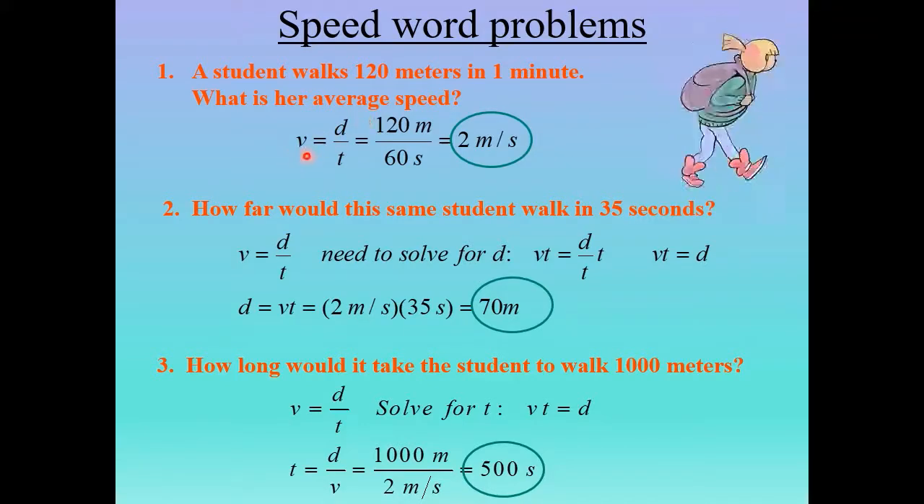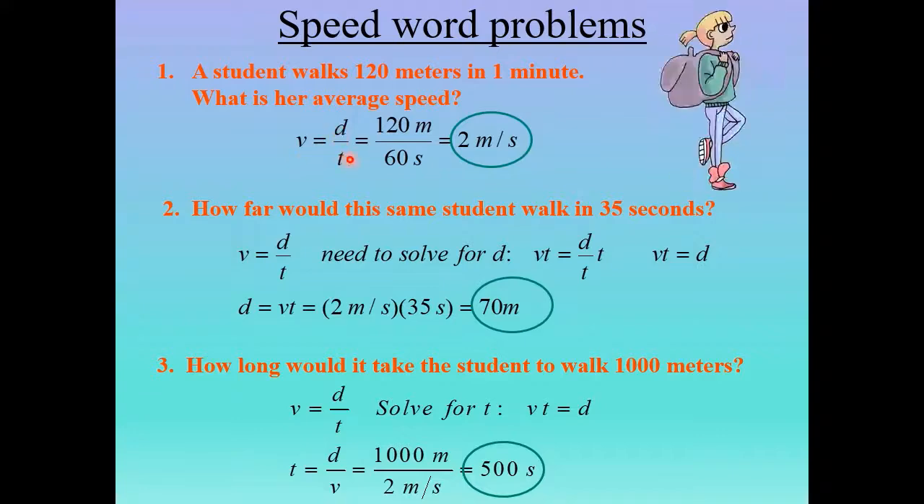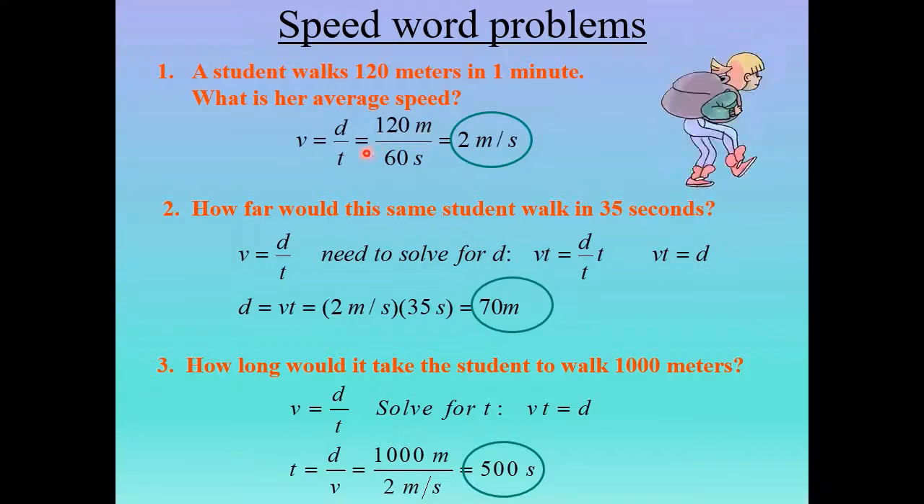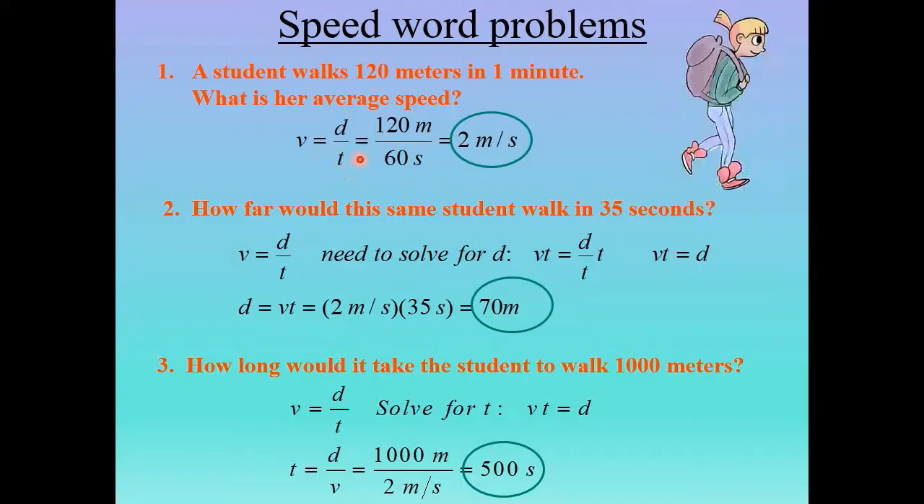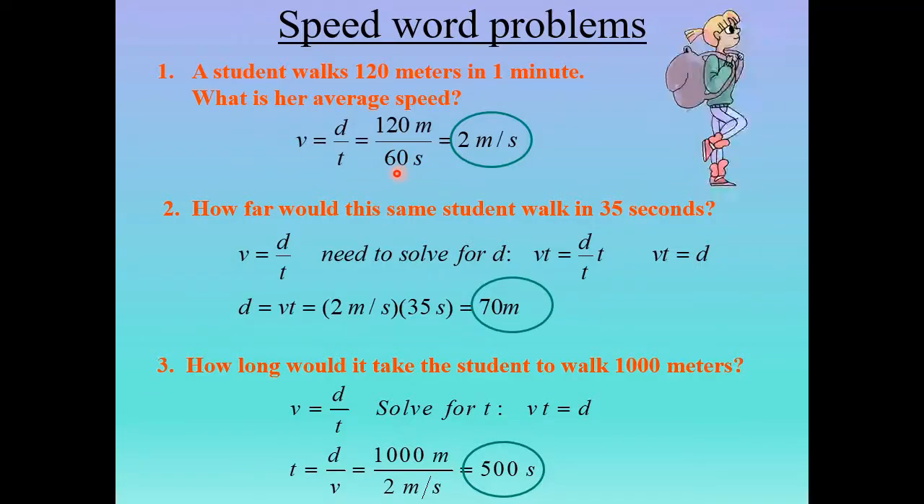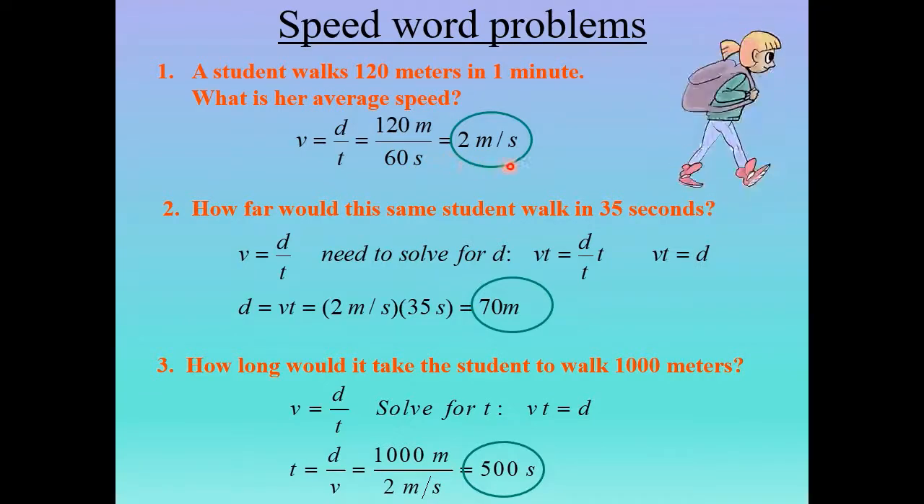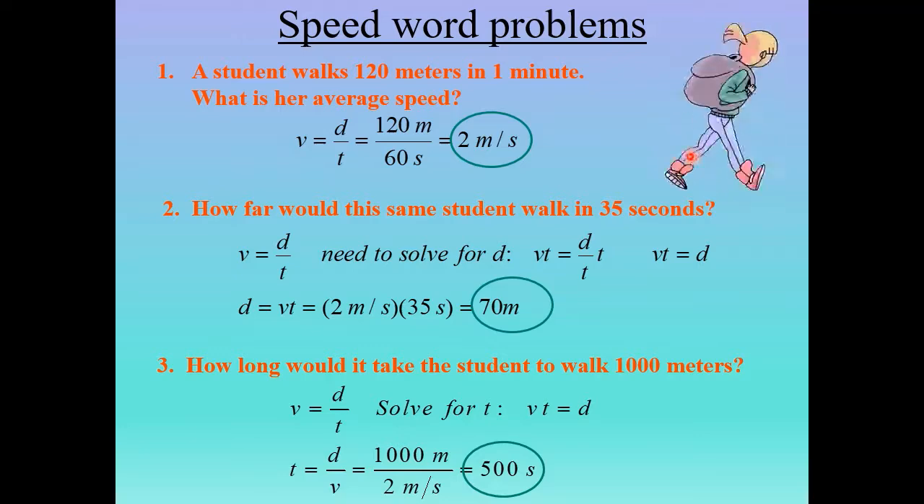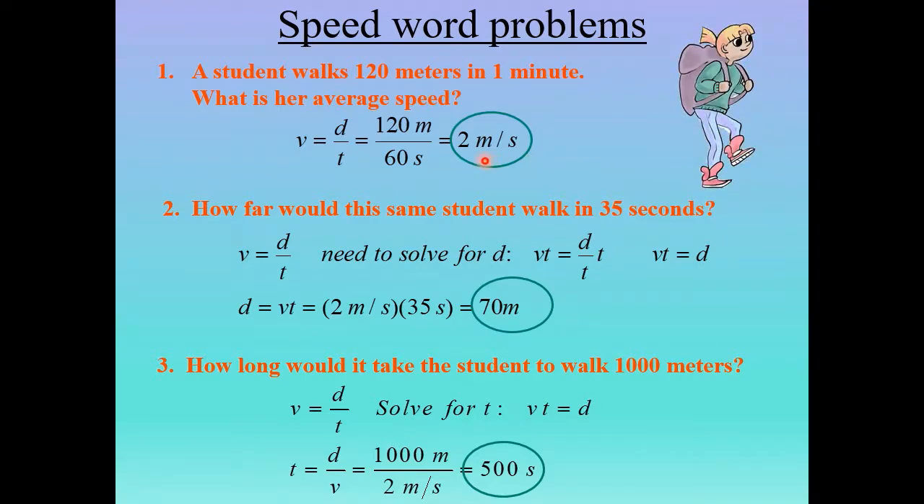Well, we know that velocity or speed is distance over time, so the distance is certainly 120 meters, but remember the time here we need to measure in seconds, not in minutes. So we just convert: 1 minute is, of course, 60 seconds. So 120 divided by 60, that's 2. We can do that in our head. So her average speed is 2 meters per second. All right, so she's covering a distance of 2 meters every second that she walks.